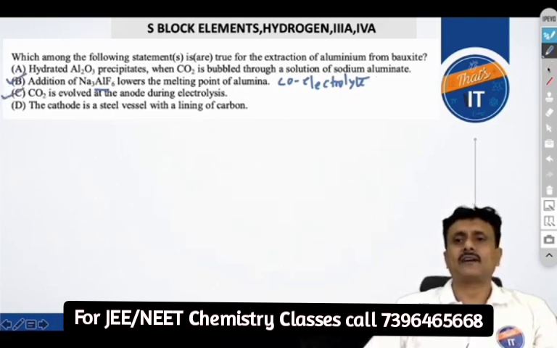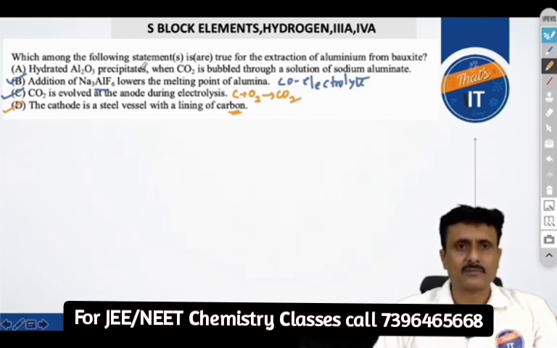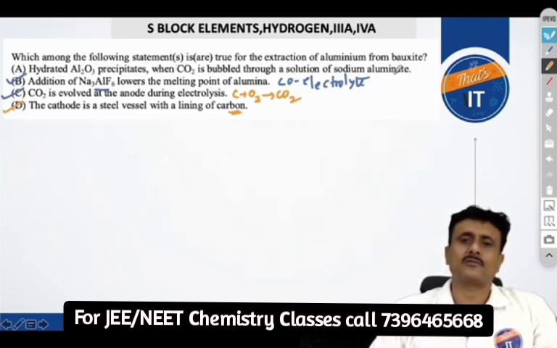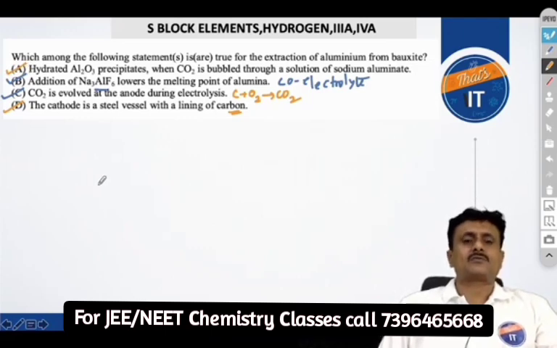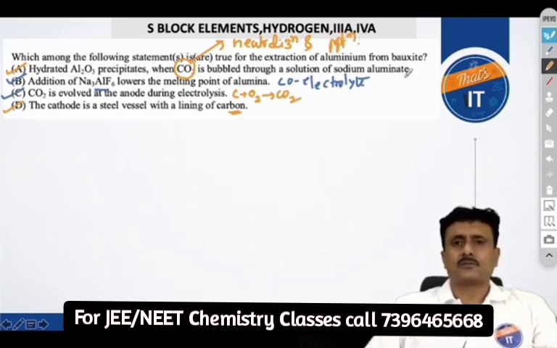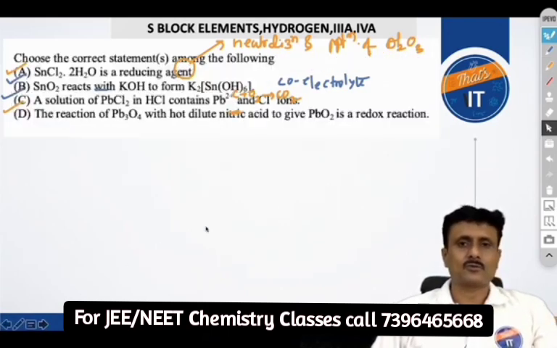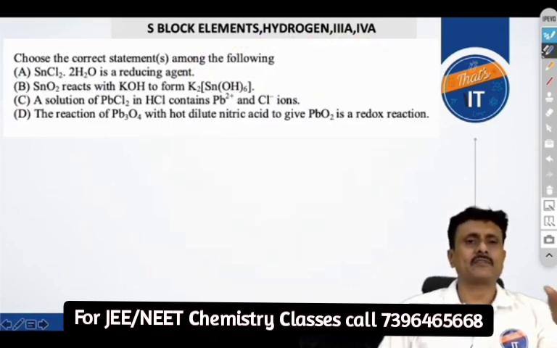You have seen that the carbon reacts with the oxygen evolved at the anode to give you CO2, and the cathode is a steel vessel with lining of carbon. Yes, this is absolutely fundamental. And hydrated Al2O3 precipitates when CO2 is bubbled through the solution of sodium aluminate. Yes, that's true, because the purpose of adding the CO2 is nothing but the neutralization of the solution and also the precipitation of the Al2O3. So this we study as the fundamentals of the electrolysis of bauxite. So all the options are correct here. Go through it, it's in your NCERT textbook. Very important, very frequently asked.